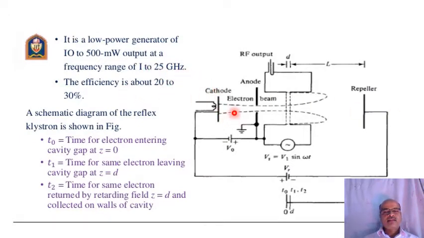So this is another diagrammatical representation. The cathode emits the electrons, and the emitted electrons pass through this gap, the repeller repels those electrons, and these repelled electrons again go towards this gap and give their energy, and we get the amplified output. The efficiency is about 20 to 30%. So this is an additional diagram; you can draw the previous diagram.